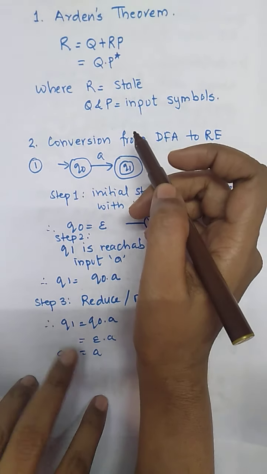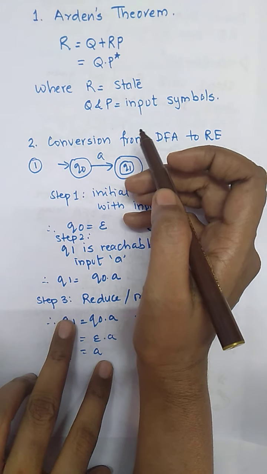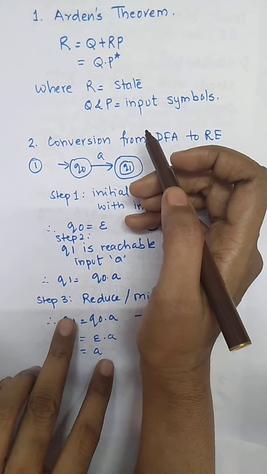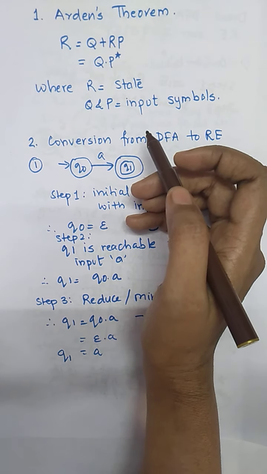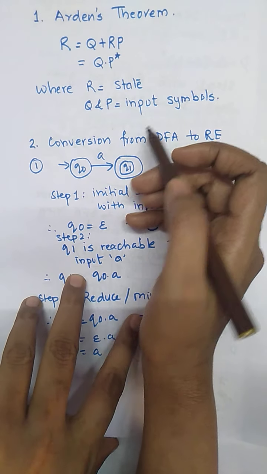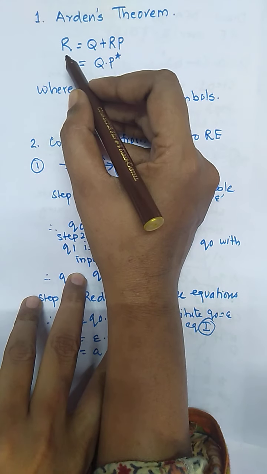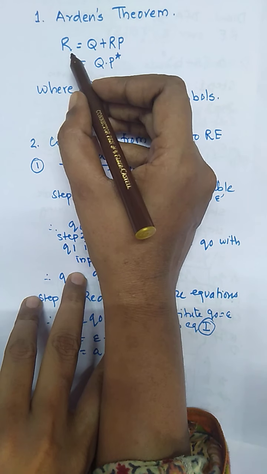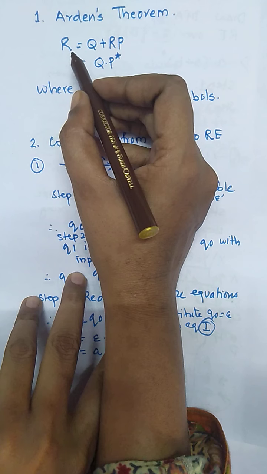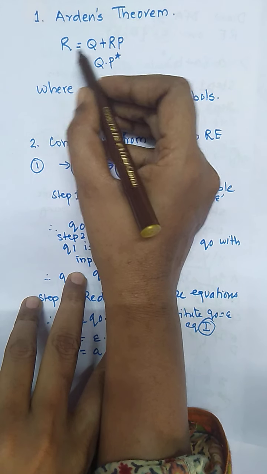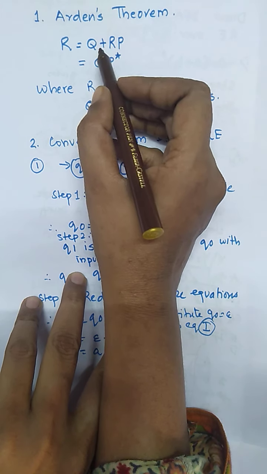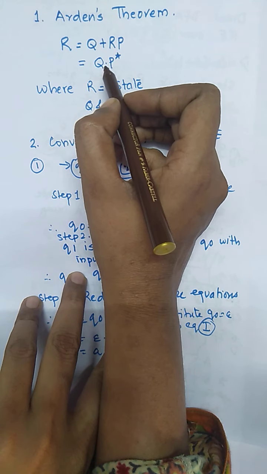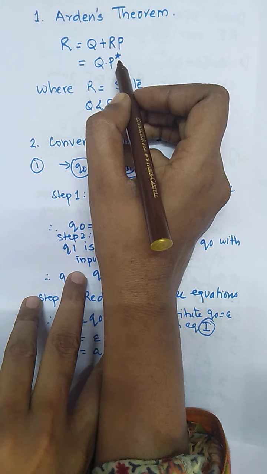Today we are going to see the conversion from DFA to RE. For that we are going to use one technique, which is called Arden's theorem. In Arden's theorem we have R, which is the state in Q, and P are the input symbols, and if they can be represented in this format, R = Q + R.P, it can be minimized to Q.P closure.